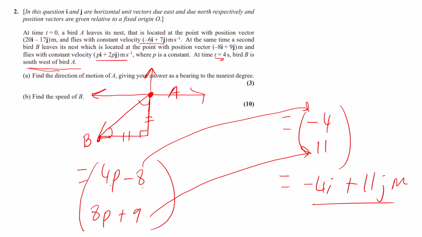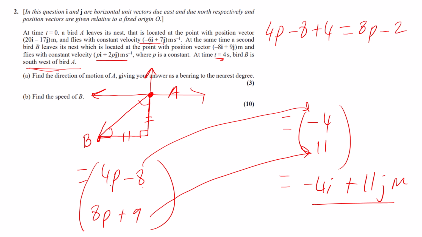So let's see now. I'm going to do 4p minus 8 minus 4. If you do 4p minus 8 minus 4, that becomes plus 4, right? So 4p minus 8 minus 4 is that. Now that should be equal to the other one, 8p plus 9 minus 11. That should be 8p plus 9 minus 11 is minus 2. All right. And then we can find p now.